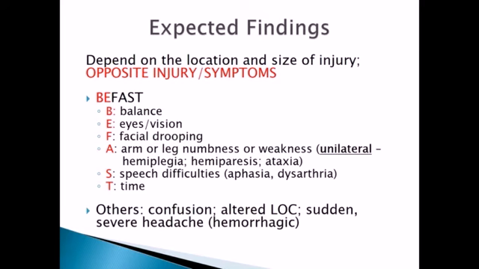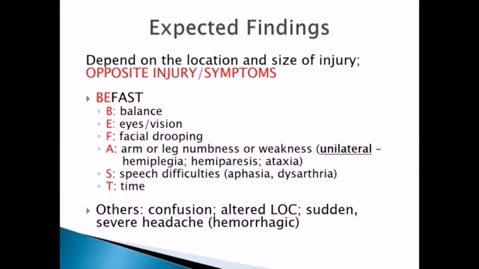They may not be able to see out of one eye, but they're going to have some differences in their vision. The F is for facial drooping. It's going to be unilateral. You're going to see it on one side. And the easiest way to do this is to have them smile. On the side that is paralyzed or weak, they're not going to be able to smile on that side. So that's really important to have them do that.